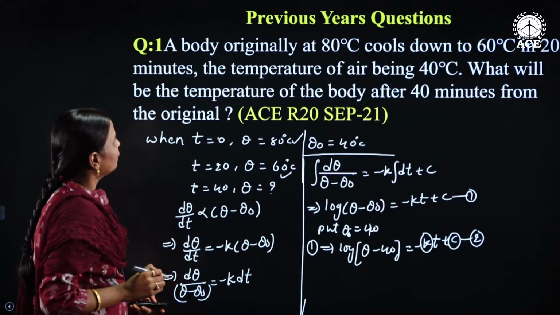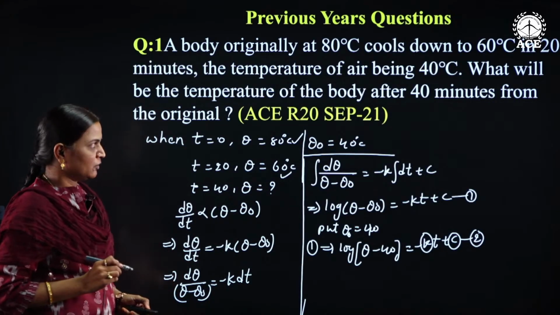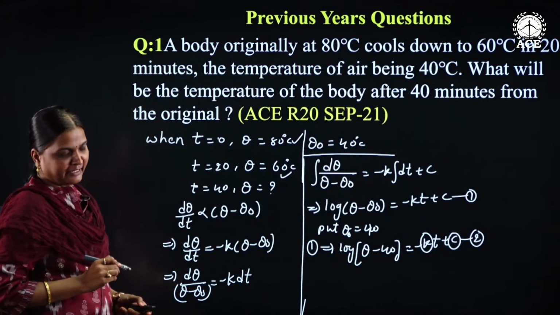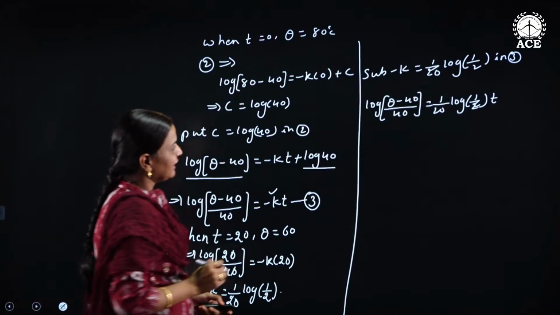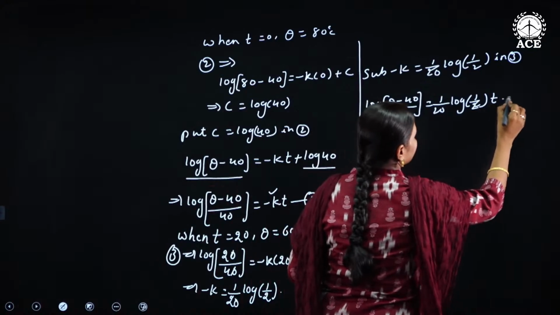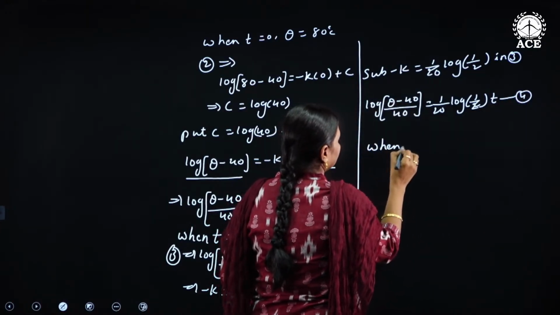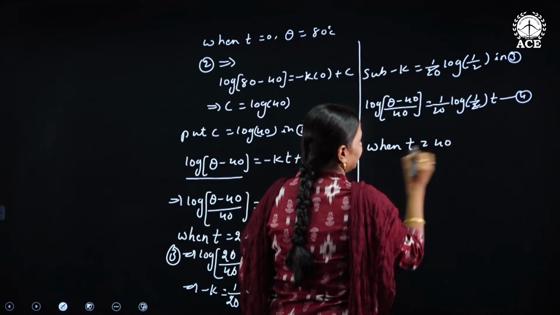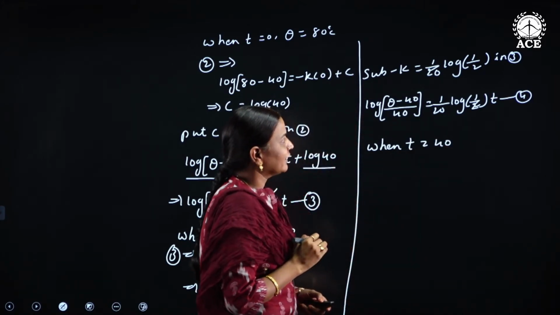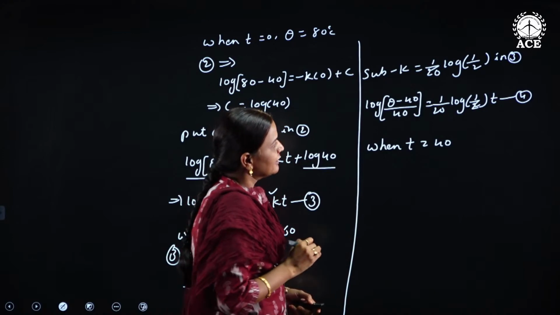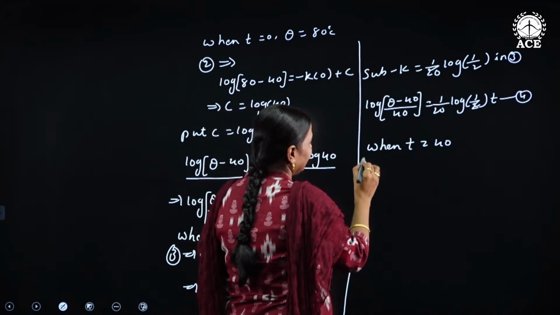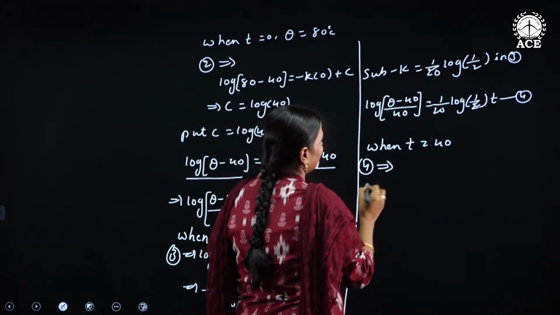So here we have to find what will be the temperature of the body after 40 minutes. That means when t is equal to 40, suppose if we consider equation number 4, when t is equal to 40. So when t is equal to 40, find the temperature of the body. So when t is equal to 40, equation 4 can be written as, how to write?